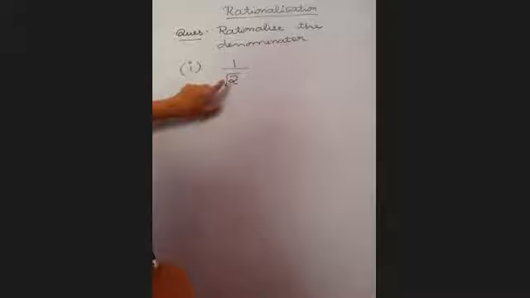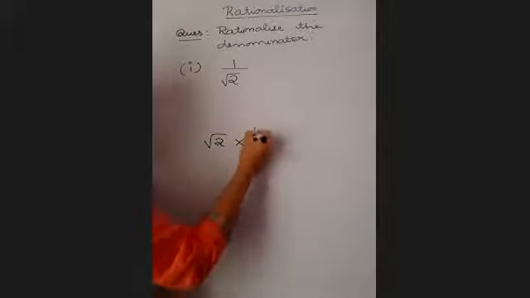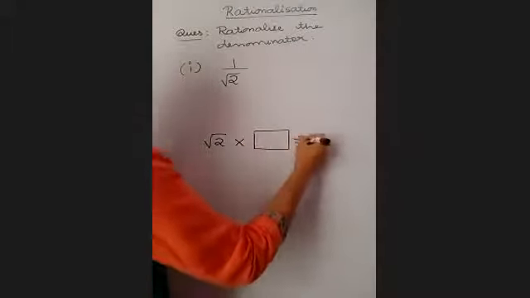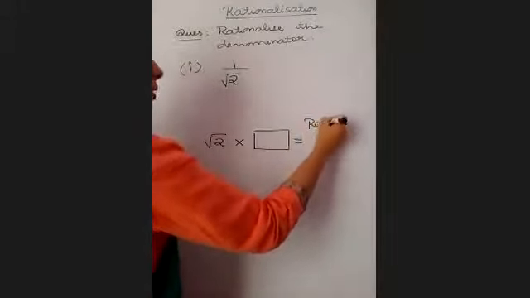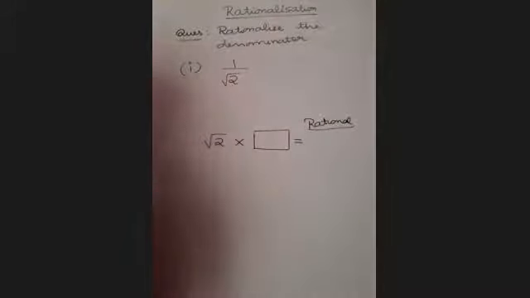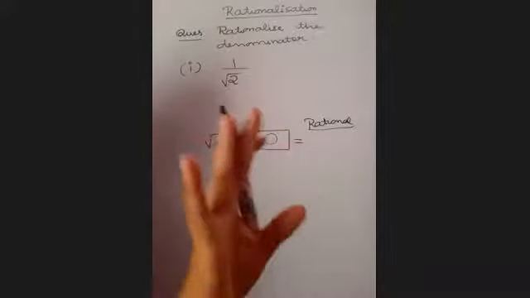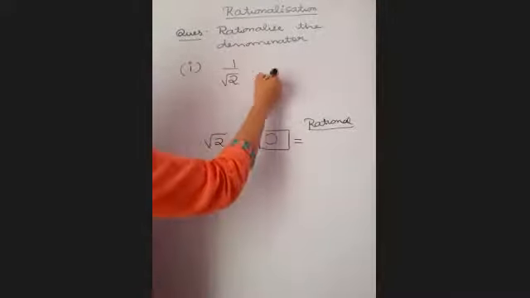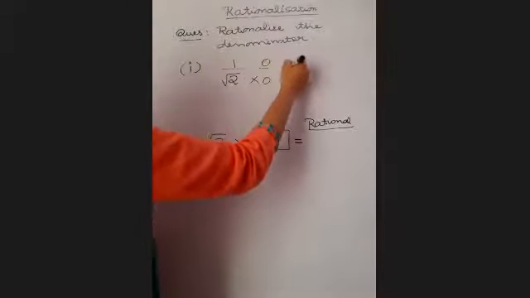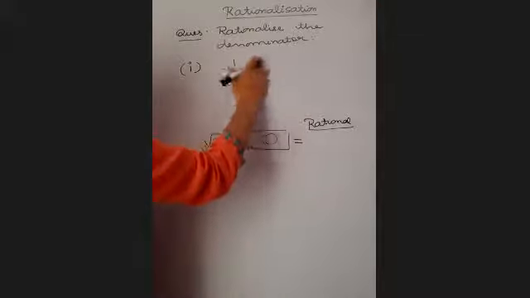इसको denominator को rational number में change करो. Beta, can you tell me by what should I multiply by root 2? So that the answer comes out to be rational. Zero? Multiplied by 0, the answer will be 0 only. It is not acceptable. So something other than 0, a non-zero number.